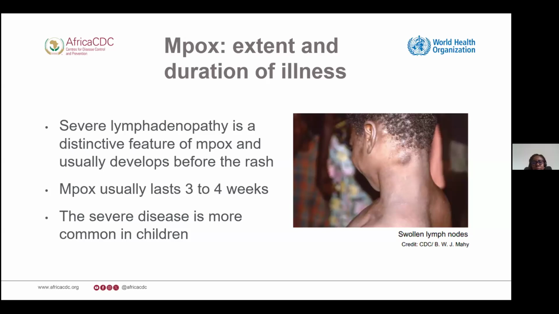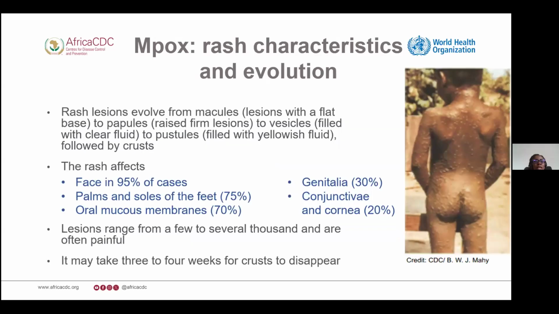Quelle est la caractéristique de l'éruption cutanée au niveau du Mpox ? C'est que ce sont des lésions évolutives. Elles évoluent ensemble. Ça commence d'abord par des macules, c'est-à-dire des lésions édémateuses. Ensuite, les papules. Ensuite, les vésicules, donc on a du fluide clair à l'intérieur de ces boutons. Ensuite, on évolue vers les pustules, avec un liquide jaunâtre, et enfin vers les croûtes.